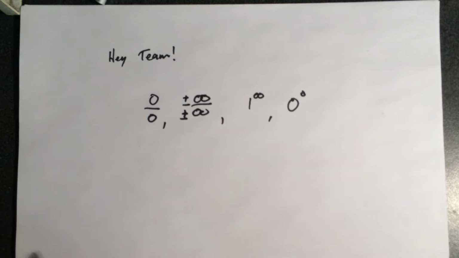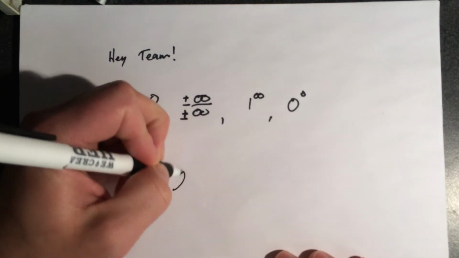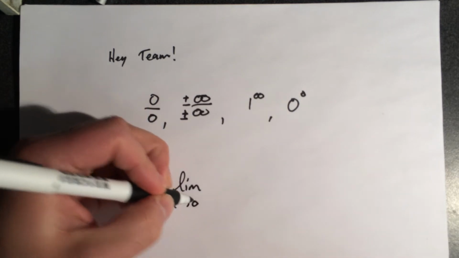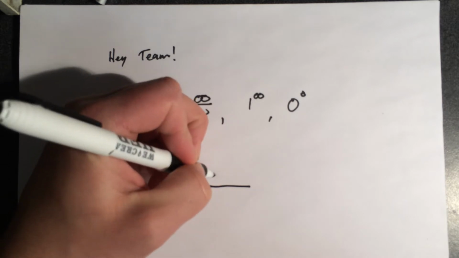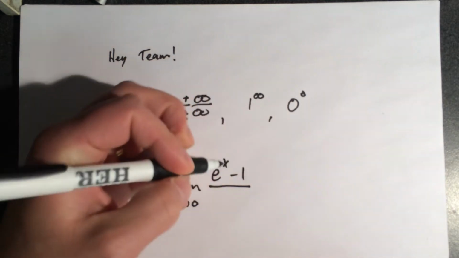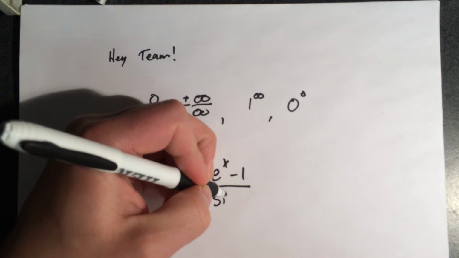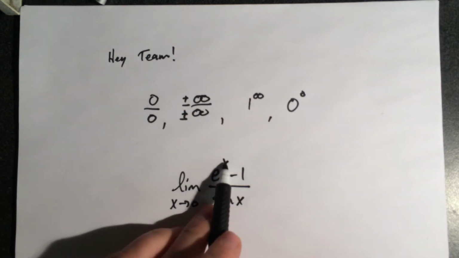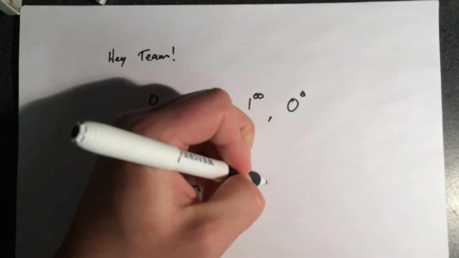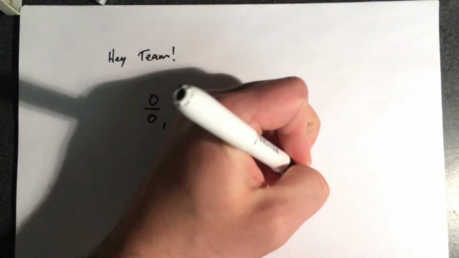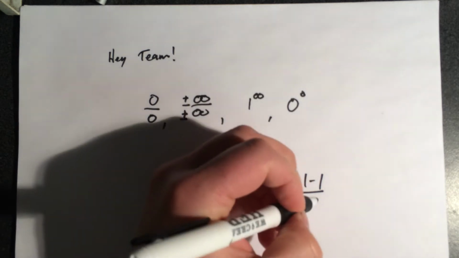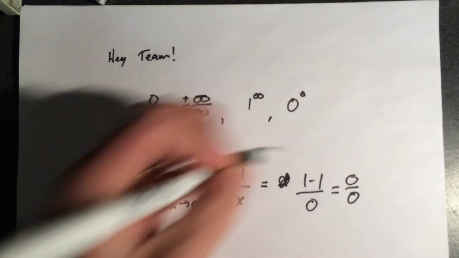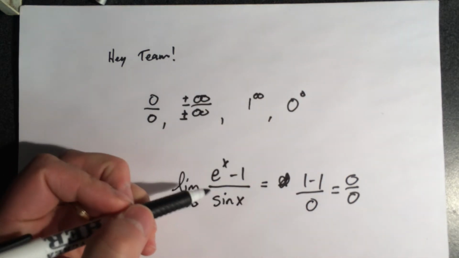But if you plug the limit directly in, like say the limit as x goes to 0 of e to the x minus 1 all over sine x. If you plug 0 in right here, you're going to get e to the 0, which is 1. So you're going to get 1 minus 1 all over sine of 0, which is 0. So that becomes 0 over 0. So this is a situation that you might actually get yourself into, right?